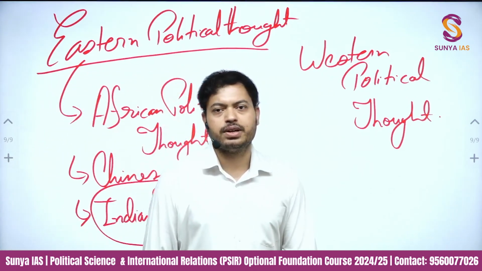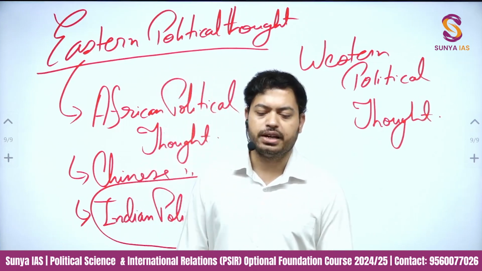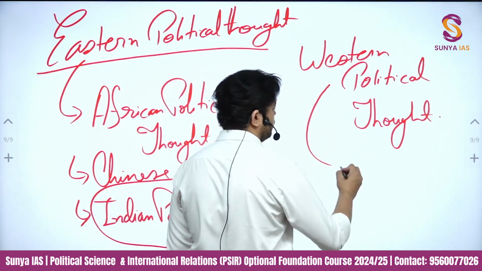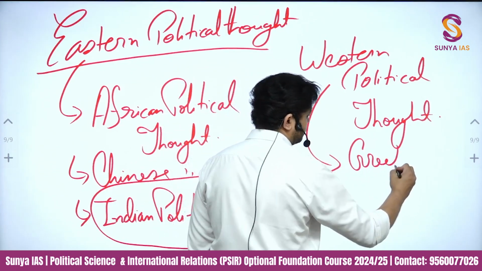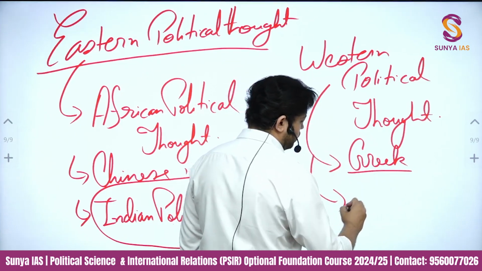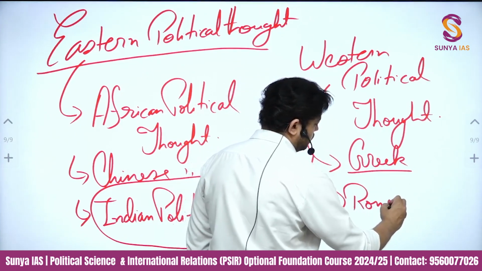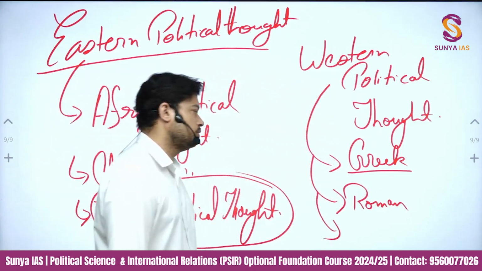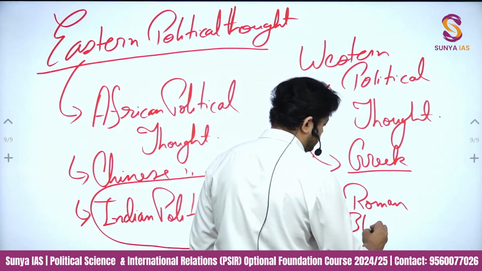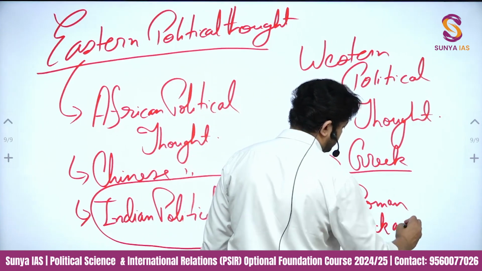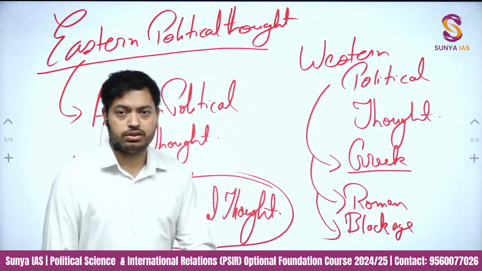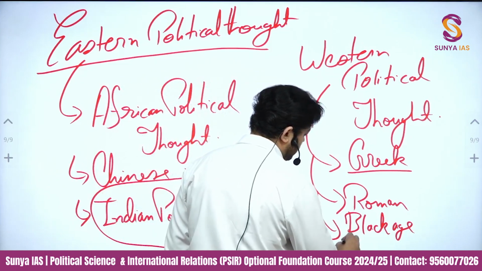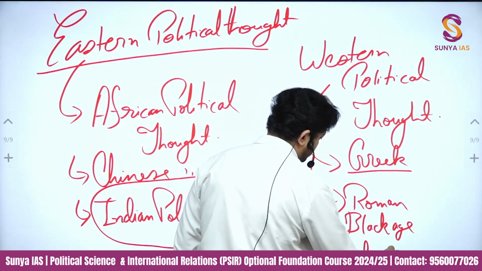And similarly, in the Western world, we have a whole period. That is, we have Greek political thought. Then we had Roman political thought. Then we had a period which is also called the Dark Age of Europe, from the 4th century CE till the 14th or 15th century. And then we have modern political thought.